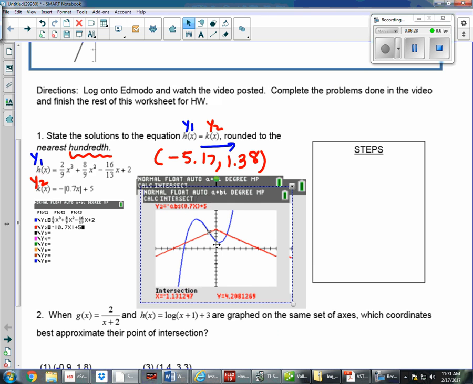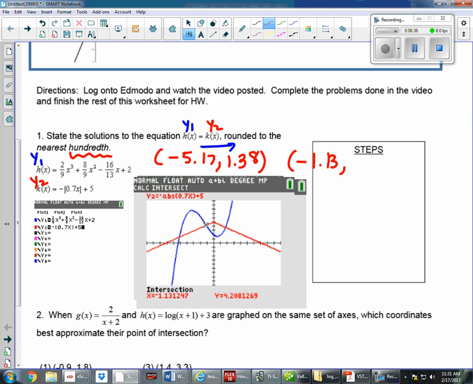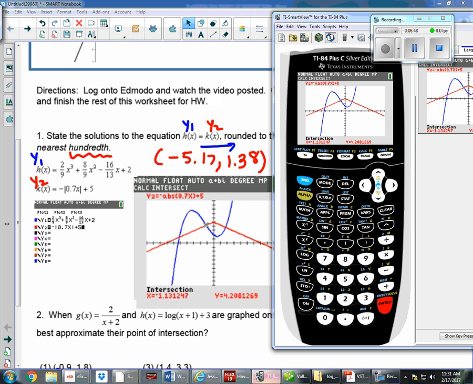Finally, your graph changes to intersection. So the intersection here would be negative 1.13, comma 4.21, again because they told me to round to the nearest hundredth. And there is one more point of intersection.